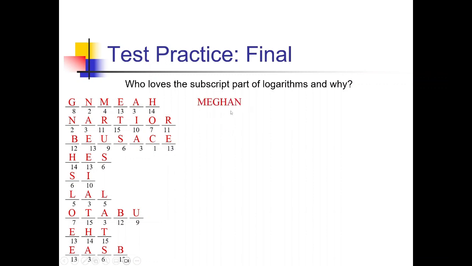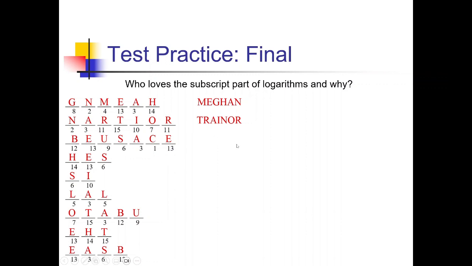Okay, fine. And then this next one, Nartior. I don't know any Megan Nartiors. However, there was a singer back in the day, T-R-A-I-N-O-R. Meghan Trainor is a singer. So maybe Megan Trainor loves the subscript part of logarithms. Now, why would this be? This word is almost kind of ready for us.